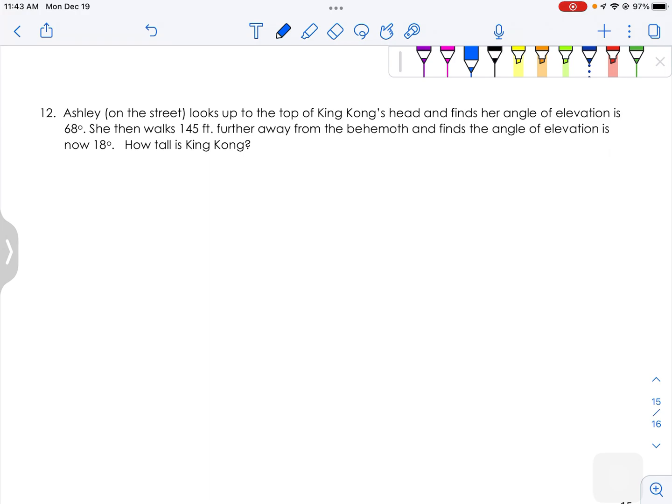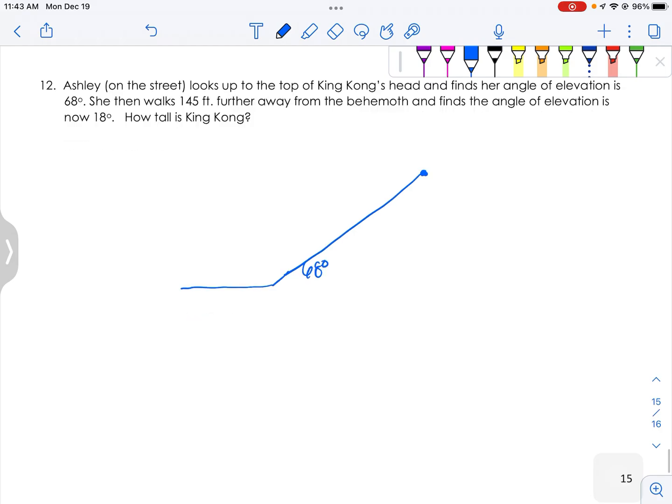So Ashley looks up at the top of King Kong's head, and finds that her angle of elevation is 68 degrees. She walks 445 feet further, and then her angle of elevation is now 18 degrees. How tall is King Kong? So we're looking for this value right here.